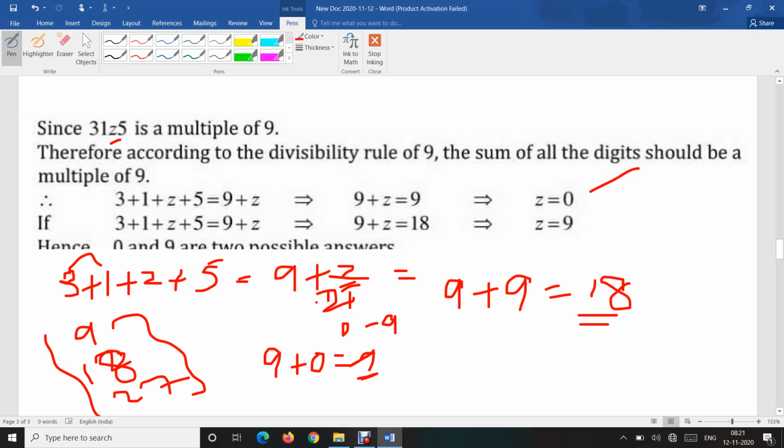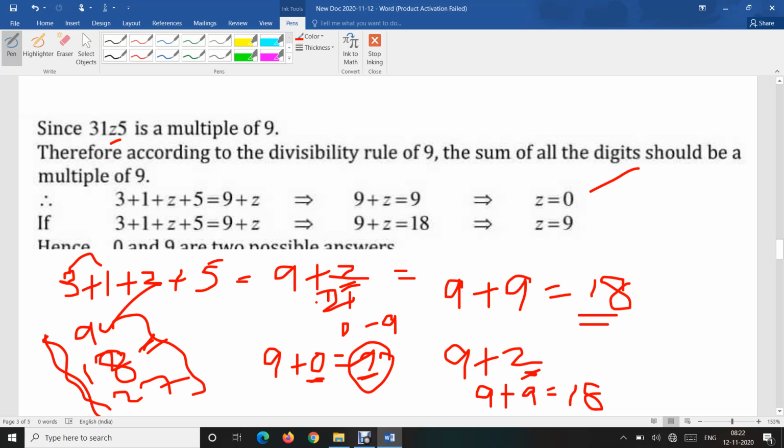So keep the table in your mind and try to solve it. If we put 0 at the place of z, then we get 9. That means the first multiple is completed here. Now the next multiple is 18, so we have to get 18. How can we get 18 from 9 plus z? If we put 9 at the place of z, then we get 18. That means z should be 9 in the next case. So z is equal to 9, which gives 18, and 18 is a multiple of 9.